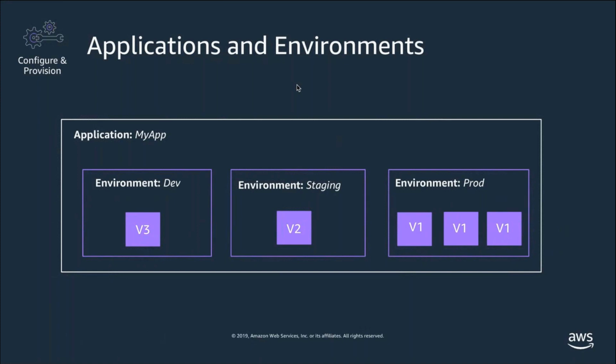In this case here, we have an application called My App, and we have 3 different environments that we're using here. On the left a dev environment, in the middle a staging environment, and then on the right a prod or production environment. In each one of these environments, we have a different version of our application. On the far right here in our production environment, we're running V1 of our application on 3 different instances. In our staging environment, we're running V2 of our application. And then in dev, we're running V3. So in each one of these environments, we can run a different version of our application, as well as run it on a variable number of instances, depending on our workload.